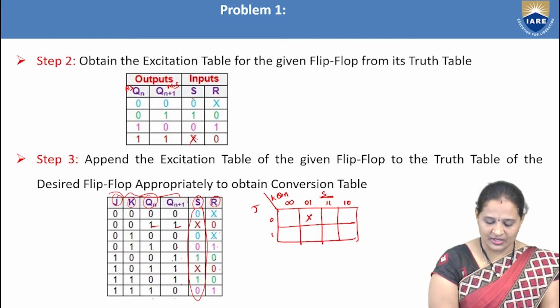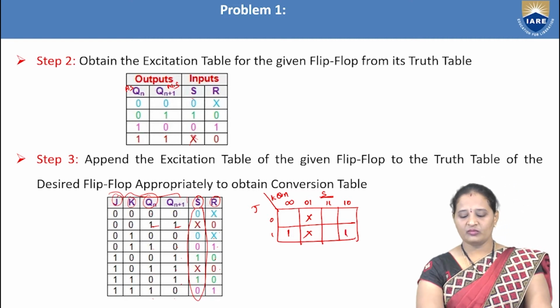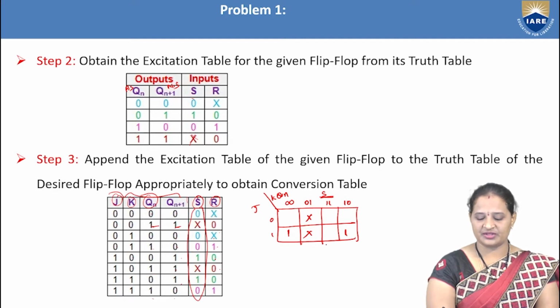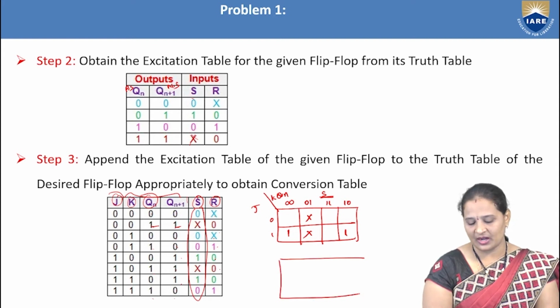Here it is 1 for 1, 0, 0. And don't care for 1, 0, 1. And for 1, 1, 0, it is again 1. So now here I can get the expression for this one. This is the mapping, and similarly we can have the mapping for R also.